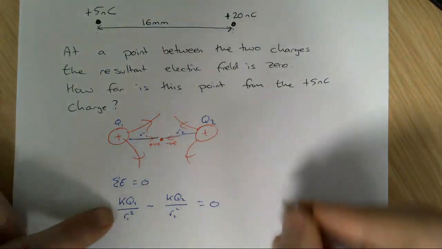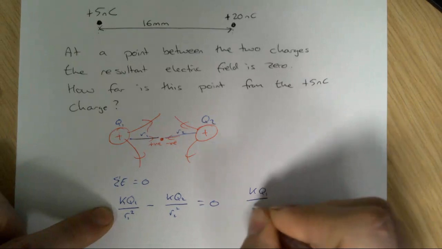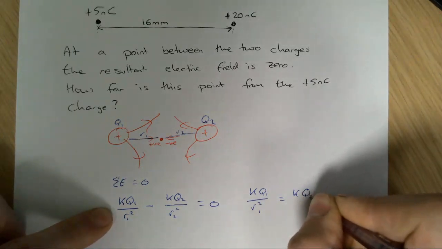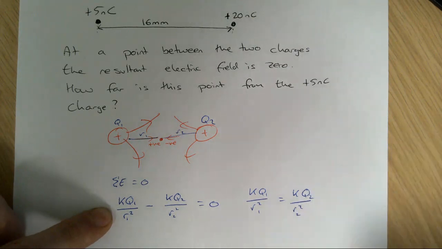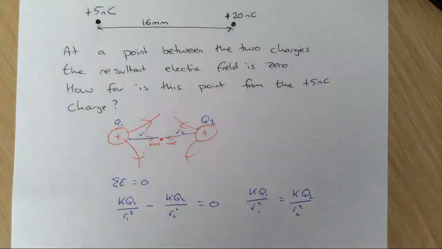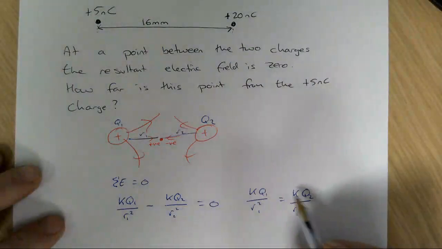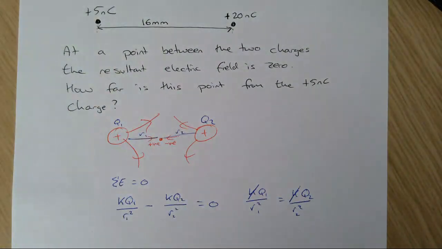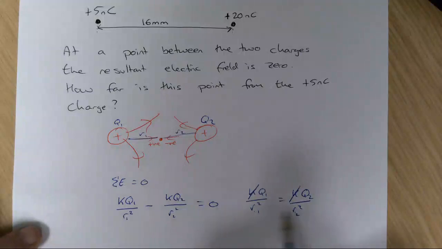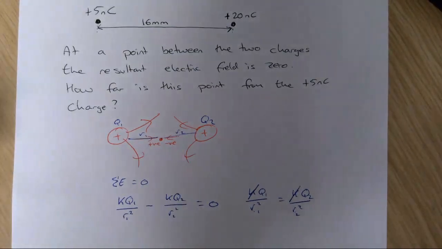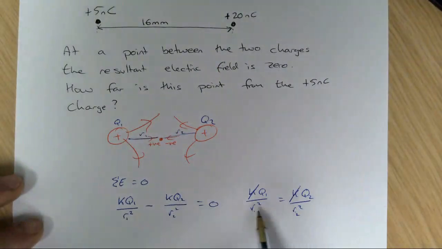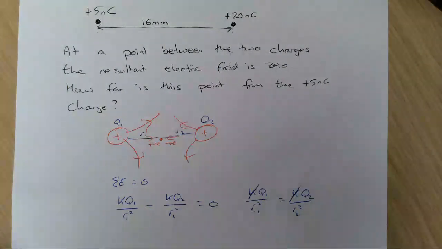So we can rearrange this and we can say kQ1 over R1 squared equals kQ2 over R2 squared. Now we can simplify this in two ways. One, clearly k is just a constant, so that cancels from both sides. Now we've got two different radii here. This is not helpful because we've got one equation with two unknowns, so we need to find a way to replace this with a single variable.